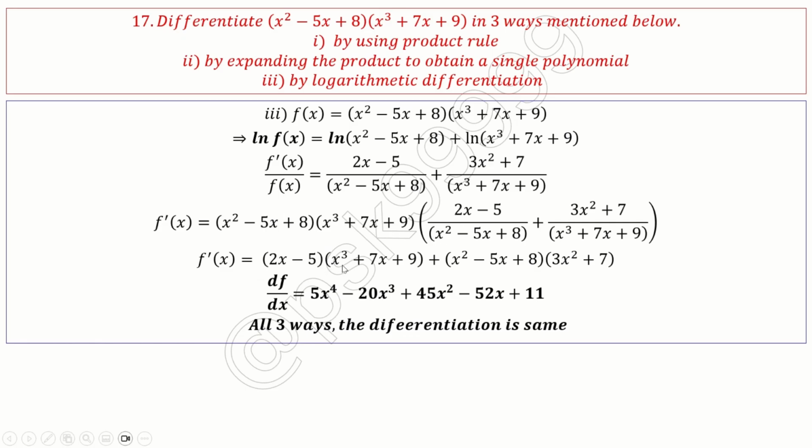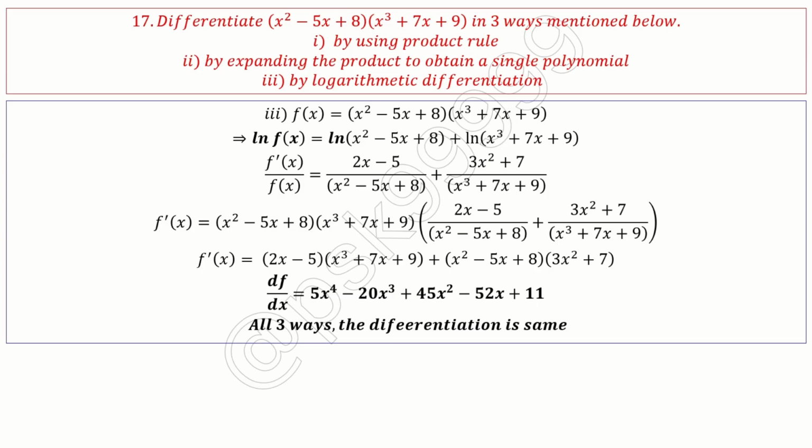So 2x minus 5 into x cube plus 7x plus 9, plus 3x square plus 7 into x square minus 5x plus 8. Now if you simplify, you will obviously get the same thing, because in the first method also we got this one, right? So in all three methods the differentiation is the same. This is the conclusion. So you can do differentiation in many methods. You choose the method which you are comfortable with and in which you don't make mistakes.